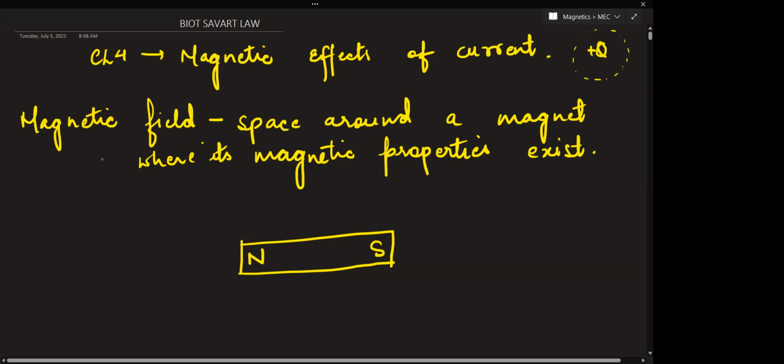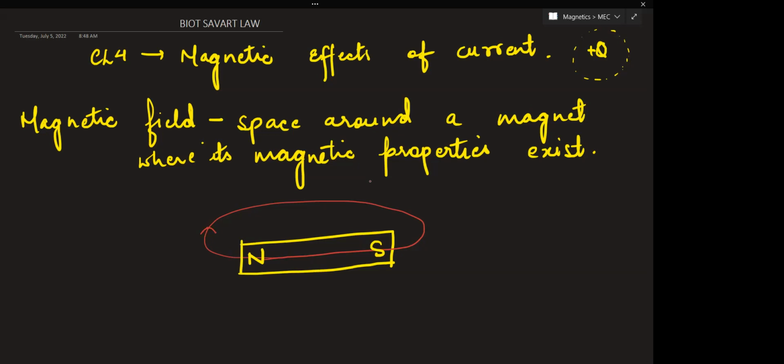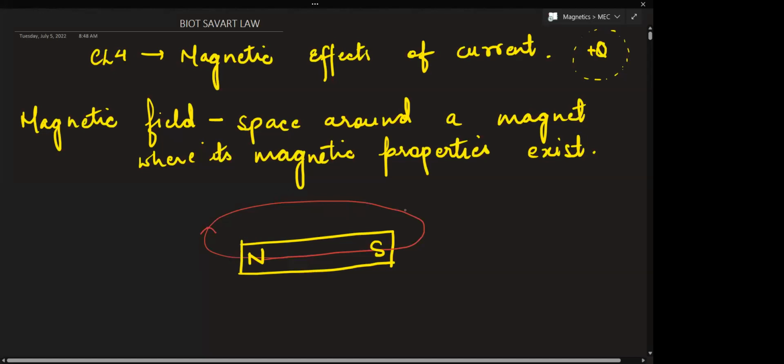So what will happen? Magnetic field is basically the space around a magnet where magnetic properties are felt. Magnetic properties are felt means what? If you bring another magnet, then it will attract or repel depending upon the polarity. And they form closed loops. Those properties of magnetic field lines we'll study, the way you have electric field lines.